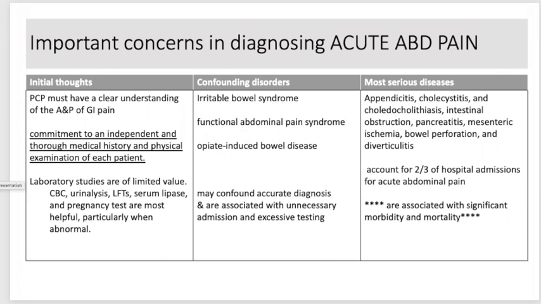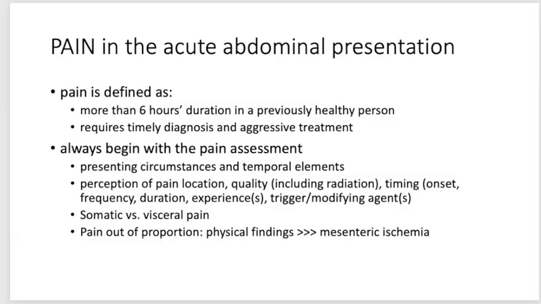After obtaining a comprehensive history, eliciting a good pain interrogation is important. Pain in the acute abdominal presentation is going to give you lots of information. Acute abdominal pain is usually defined as more than 6 hours duration in a previously healthy person, and it requires a timely diagnosis and aggressive treatment. Always begin with the pain assessment.